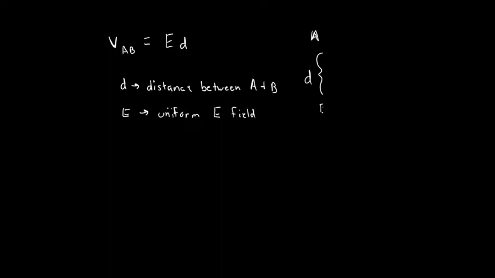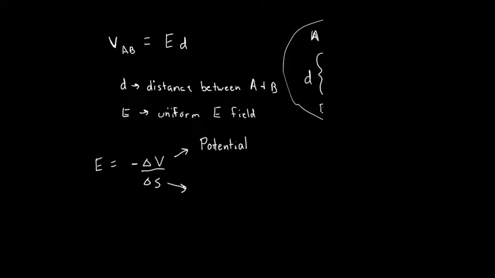So it's one way that we can write potential due to an electrical field. We can generalize this a little bit so that it works in more than just this parallel plate situation. So we can generalize to a definition of an electric field, where the electric field is equal to negative change in potential divided by a change in position over which that potential takes place. Again, V is the potential, which is the energy per unit charge, and delta S is the change in position over which that potential takes place.